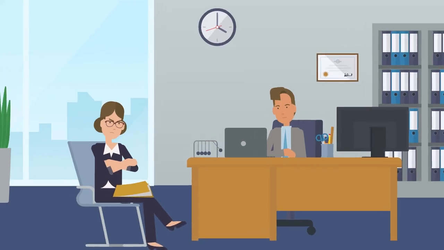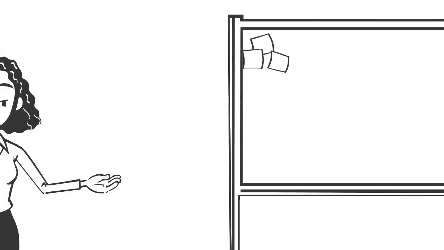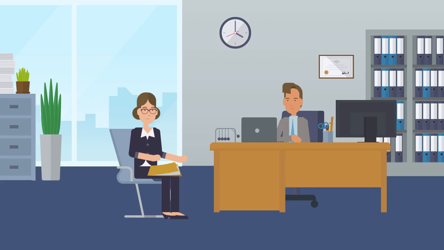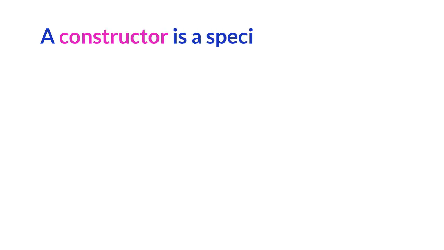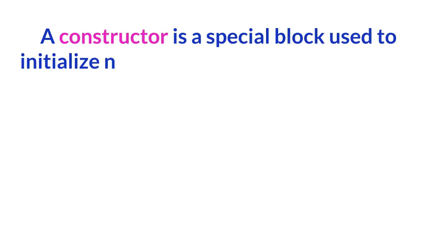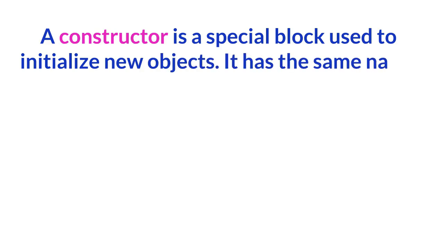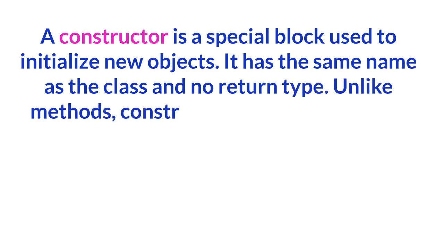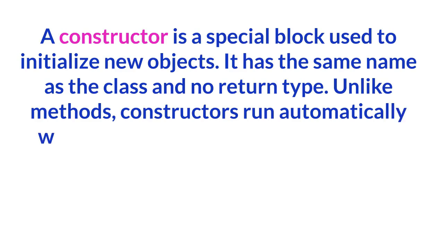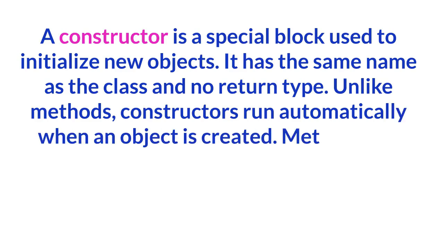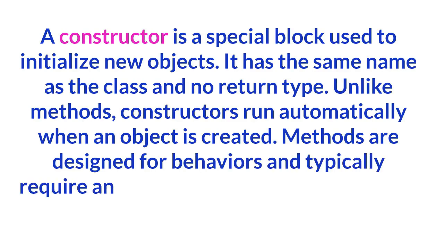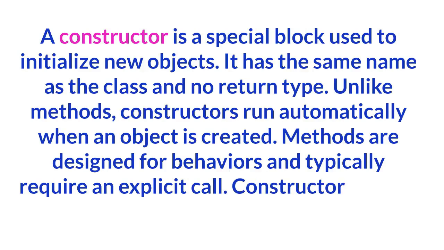Tell me, what is a constructor in Java and how is it different from a method? A constructor is a special block used to initialize new objects. It has the same name as the class and no return type. Unlike methods, constructors run automatically when an object is created. Methods are designed for behaviors and typically require an explicit call. Constructors can be overloaded but not overridden.